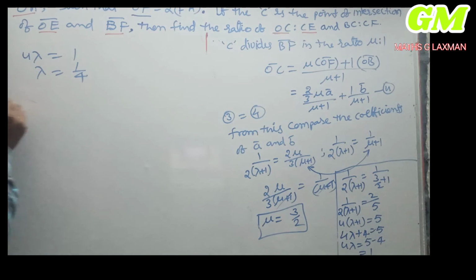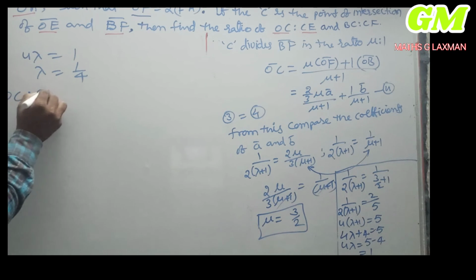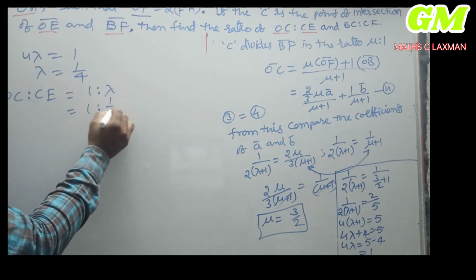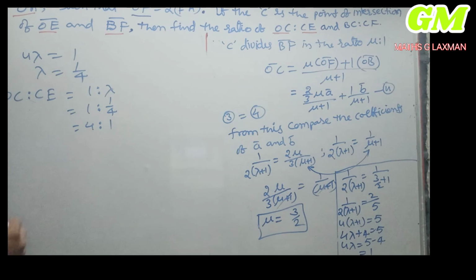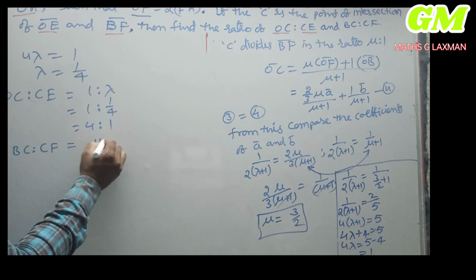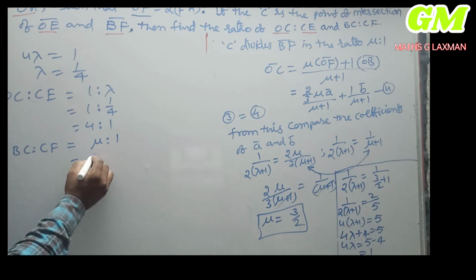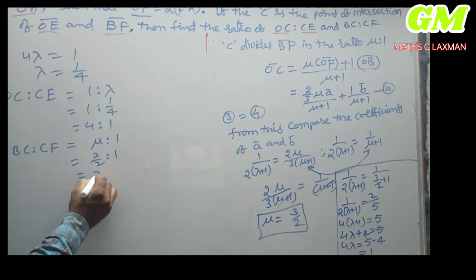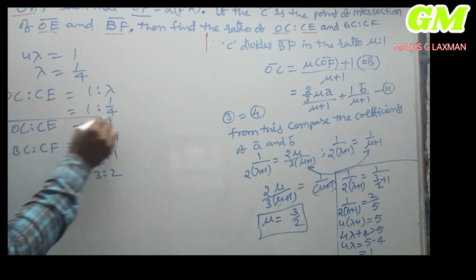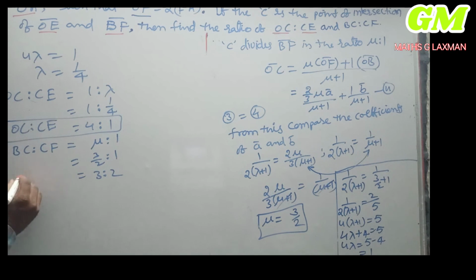What is being asked: OC is to CE, that is equal to 1 is to lambda, and lambda is 1 by 4, so that is equal to 4 is to 1. The second one is asking BC is to CF, that is equal to mu is to 1, mu is 3 by 2 is to 1, so that is equal to 3 is to 2. So OC is to CE is 4 is to 1 and BC is to CF is 3 is to 2. This is your answer.